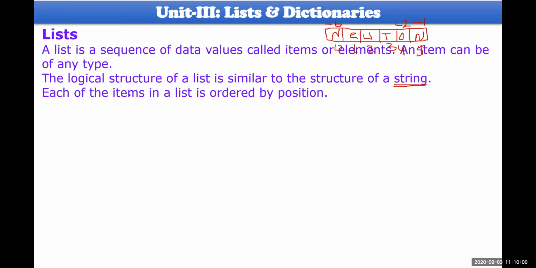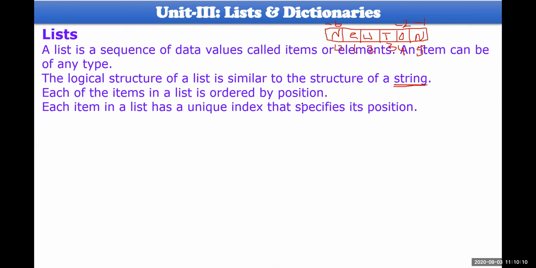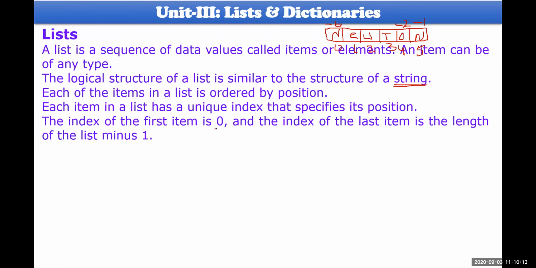Every element in the list has an ordered position. Position always starts with zero, and the last position will be the length of the list minus one. For example, if 10 elements are there, the index values start with zero and end with nine, since 10 minus one is nine. Each and every position is identified with an index value, and that index value is unique. One index cannot be equal to some other.